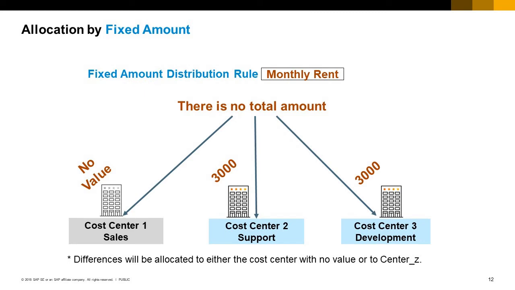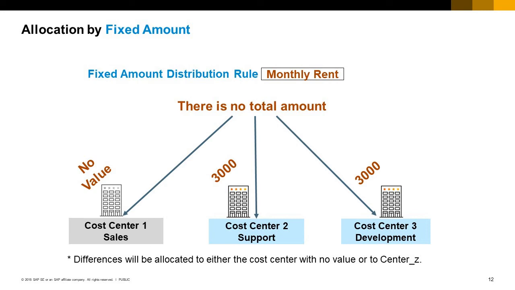Sometimes fixed amounts are required to be allocated to specific cost centers. For example, the sales employees are in the field a lot, however, the support and development employees are not. So, the company wants to allocate a fixed amount of the monthly rent expense to the support department and the development department. To achieve this, in the distribution rule setup you can define a fixed amount of 3,000 for support and development cost centers. You can include the sales cost center too with no cost value to absorb any differences.